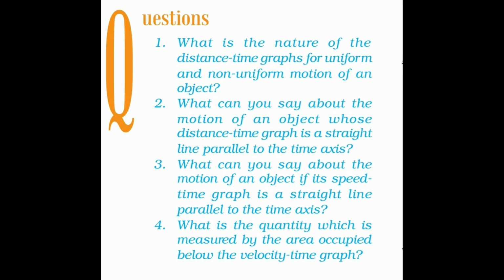Question 2. What can you say about the motion of an object whose distance time graph is a straight line parallel to time axis? Answer: the object is stationary. Question 3. What can you say about the motion of an object if its speed time graph is a straight line parallel to time axis? Answer: the object has uniform motion.